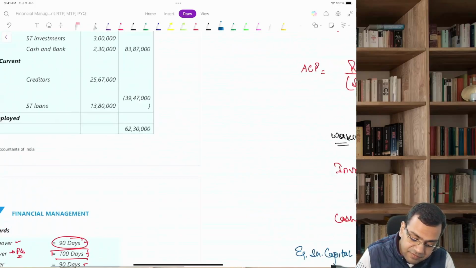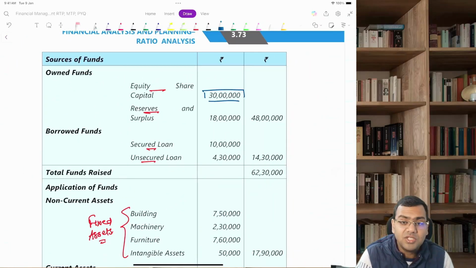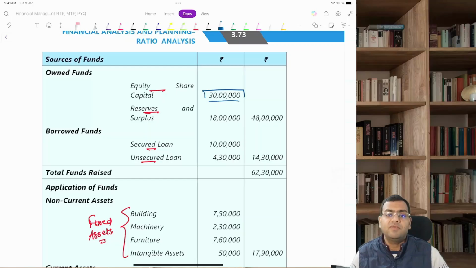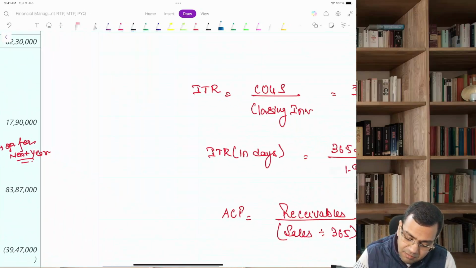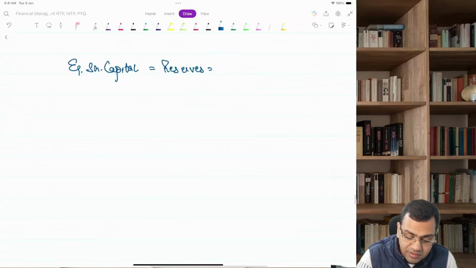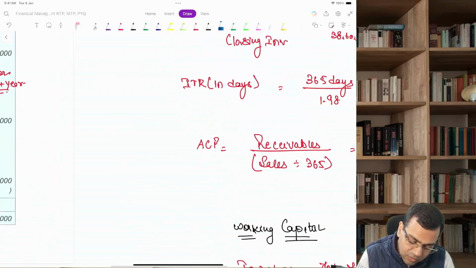Now what will be the value? See here, if you look at equity share capital, will there be any change in the equity share capital? Any information regarding this, that equity share capital is going to change? Not at all. There is no information that equity share capital is going to change. So that means my equity share capital and reserves will be 30 lakhs each, isn't it? 30 lakhs each.